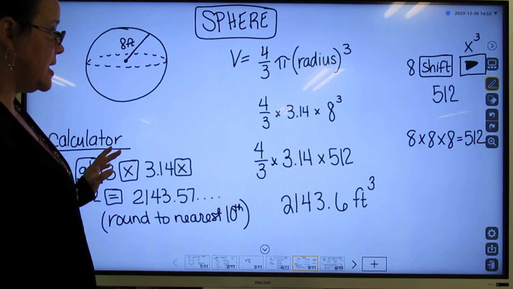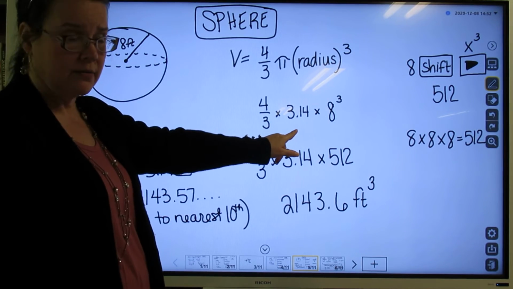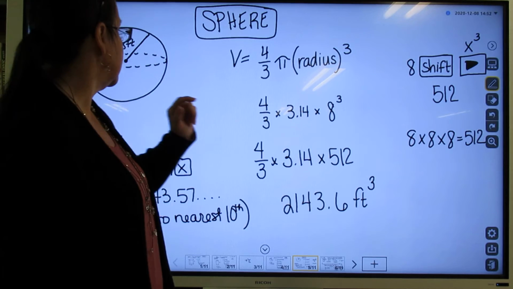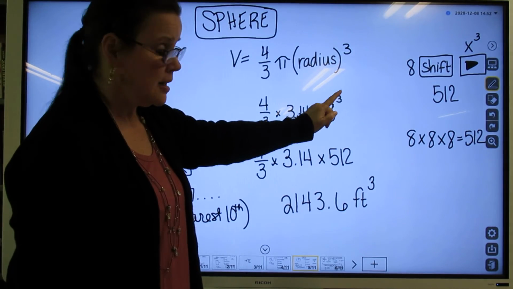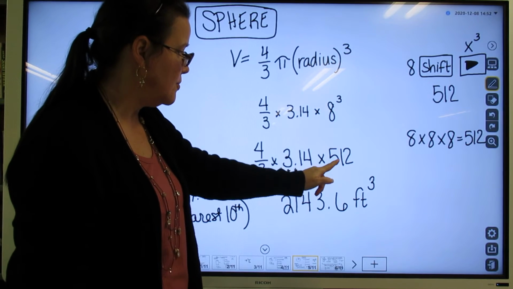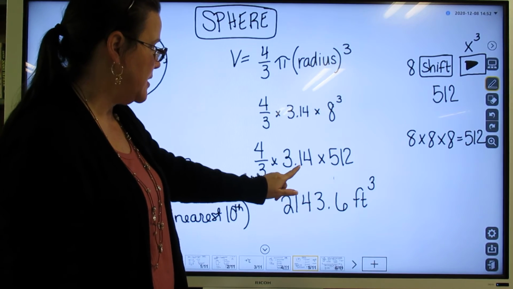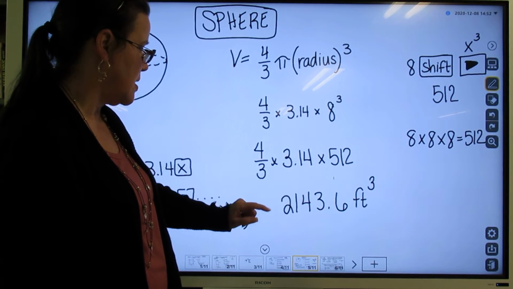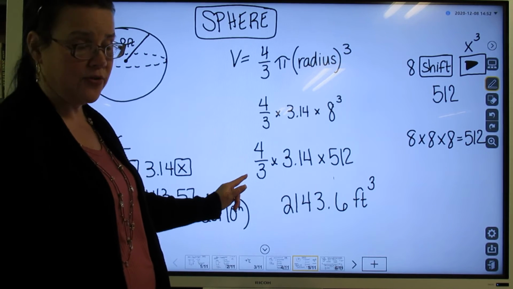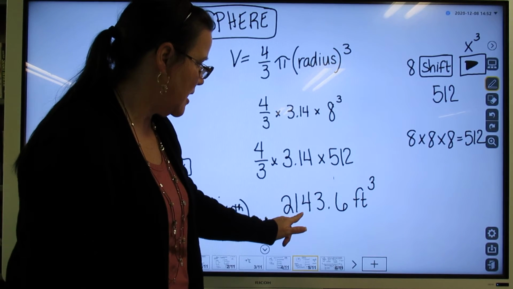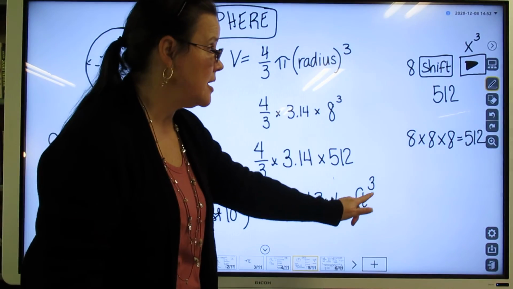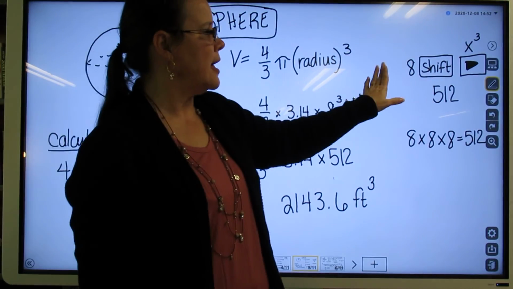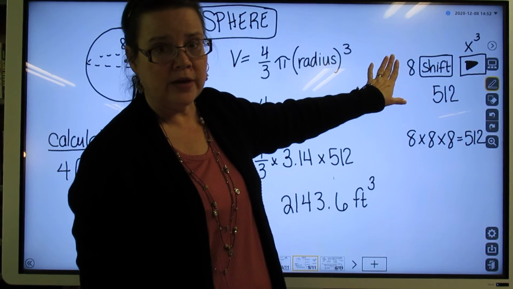Our pi equals 3.14, and our radius is 8, and it's 8 cubed. And then you do 8 cubed, you get 512, and then you times that by 3.14, and then times that by 4/3, you'll get 2,143 and 6/10 feet cubed. I showed you how to do the cube over here.